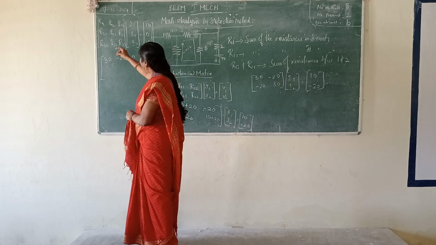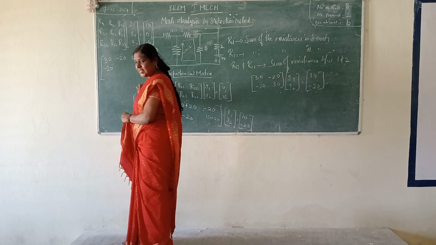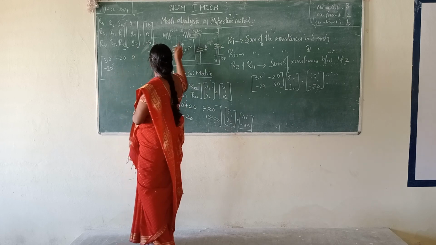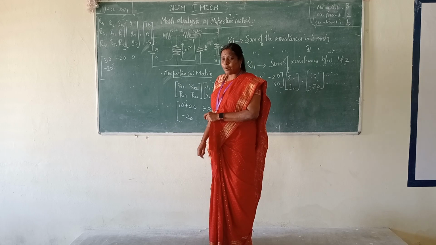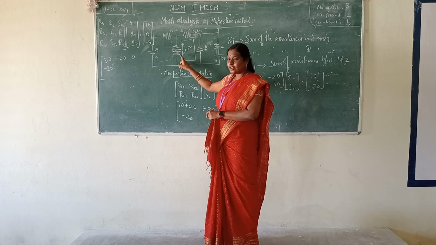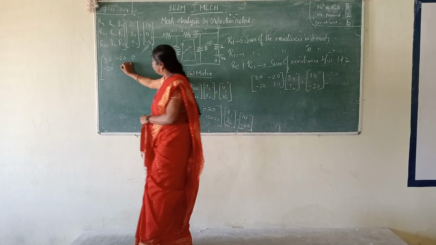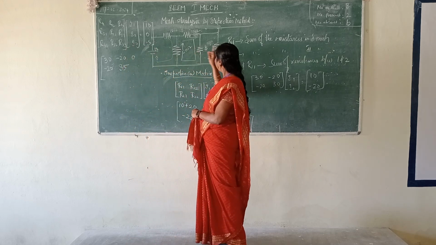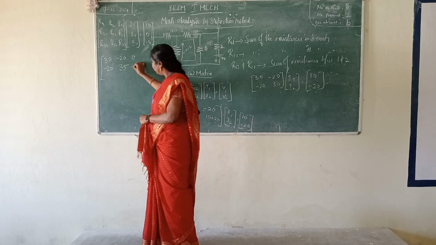0. R21 is whatever value is here, the same. Only the diagonal is plus, the remaining are all minus. R22 is again 10 plus 5 plus 20, the sum of the resistors in that particular loop alone. So what is that? 35. Clear? R23, what is the resistor? 5. So it is minus 5.